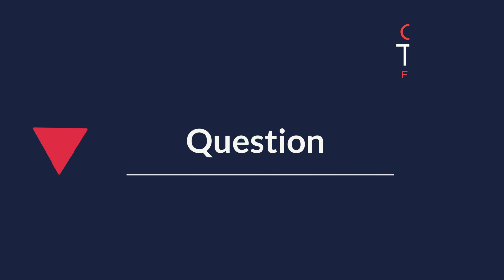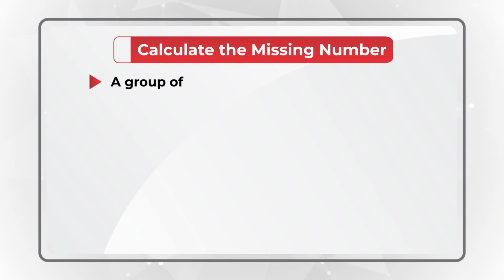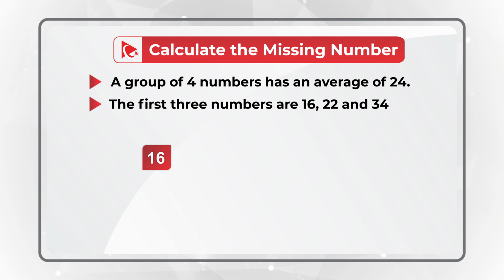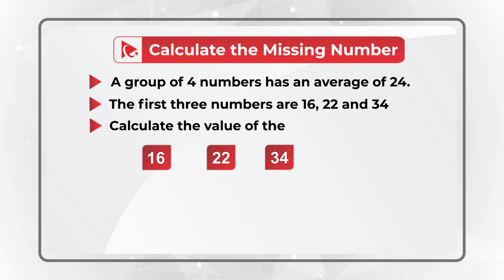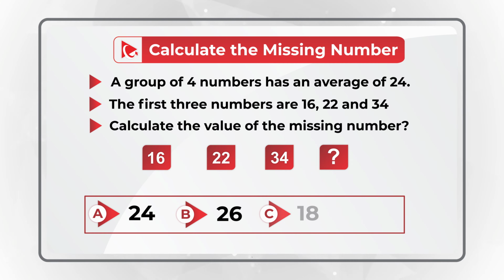Here's one of my favorite questions where you need to do mental math calculations. You're presented with the group of 4 numbers, and this group has an average of 24. The first 3 numbers are 16, 22, and 34. You need to calculate the value of the missing number, which is represented as the question mark. And you have 4 different choices. Choice A, 24. Choice B, 26. Choice C, 18. And choice D, 21.